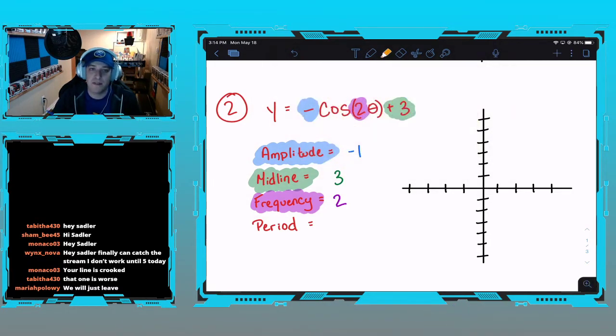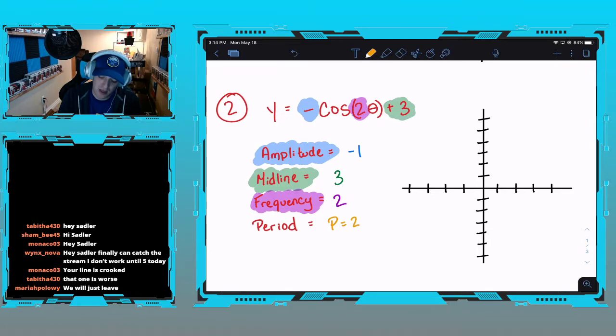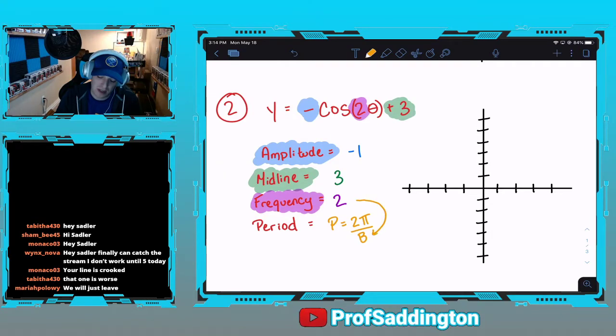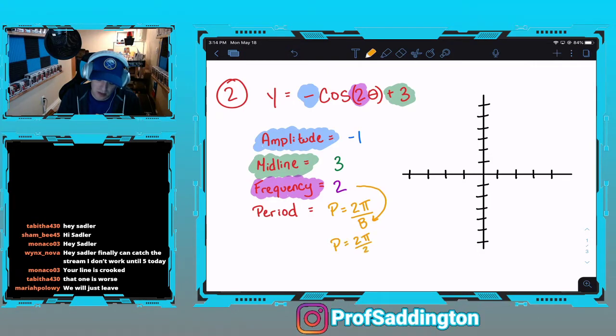And now if I want to find the period, we're just using the formula. P equals 2 pi over B, which in this case is that frequency. So we're really going to have 2 pi over 2, which is really just going to be pi.